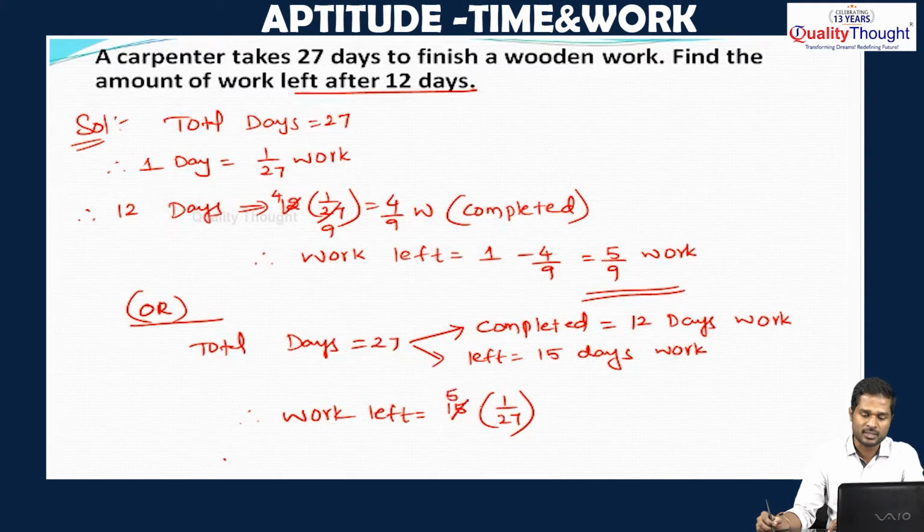So this is 3 5s are 15, 3 9s are 27. So still 5 by 9 of the work is left.